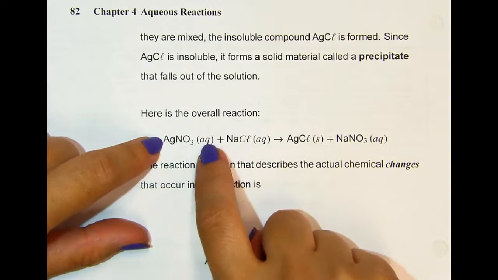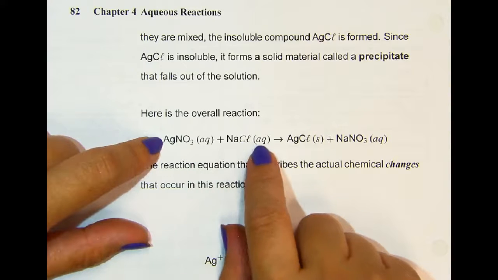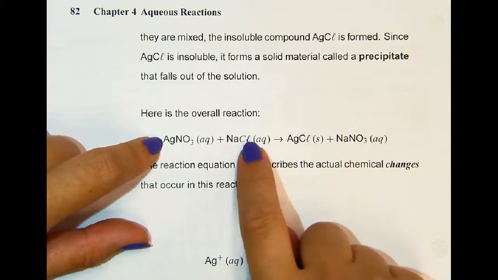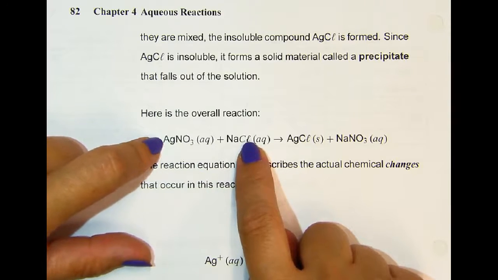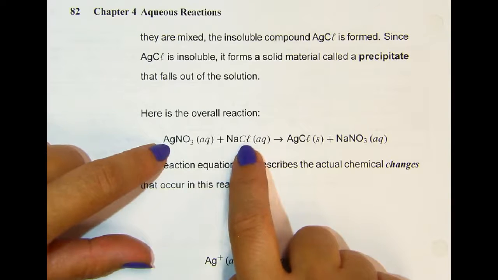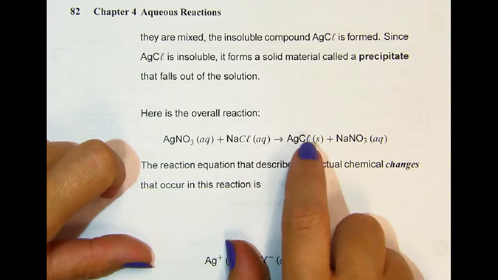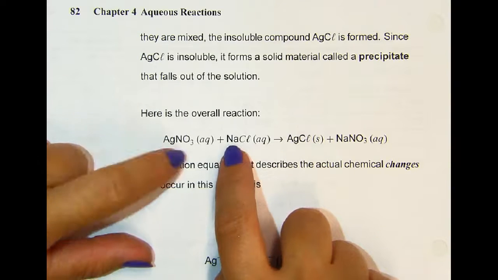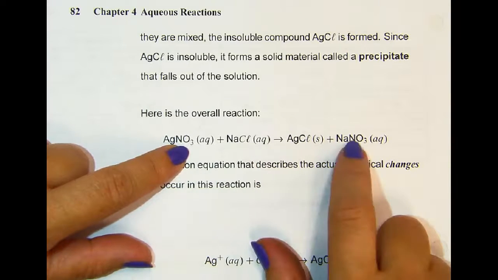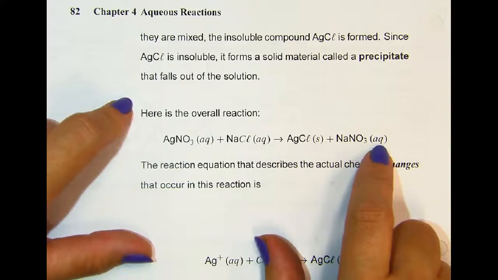Silver nitrate, which is able to dissolve in water, soluble, and sodium chloride, also soluble, and when you place them in a beaker together, then you're going to have a double replacement where the silver and the chloride get together, and because they are insoluble, we label this as solid. This is the precipitate. And then your sodium and your nitrate ions are going to be considered the spectators of this because they remain aqueous, or dissolved in the solution.